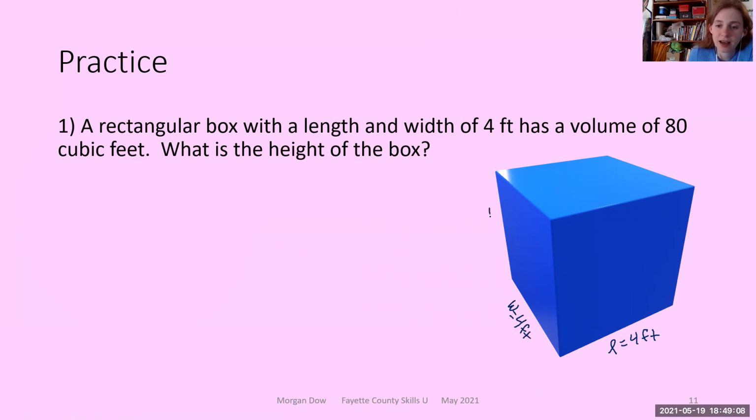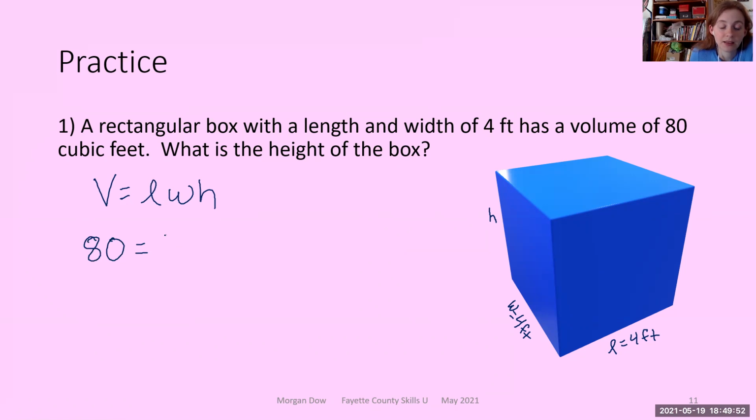We are being asked to find the height of the box. We don't know how tall it is, what the height is. We do know the volume though. So this problem is talking about the volume of a rectangular box. So what formula should we be thinking about? Well, it should be a formula for volume of a rectangular prism. So the volume is length times width times height. So we have our formula. We know what we need to solve for, right? The missing piece is the H. I'm going to fill in all the info that we do know. So the volume is 80 cubic feet.